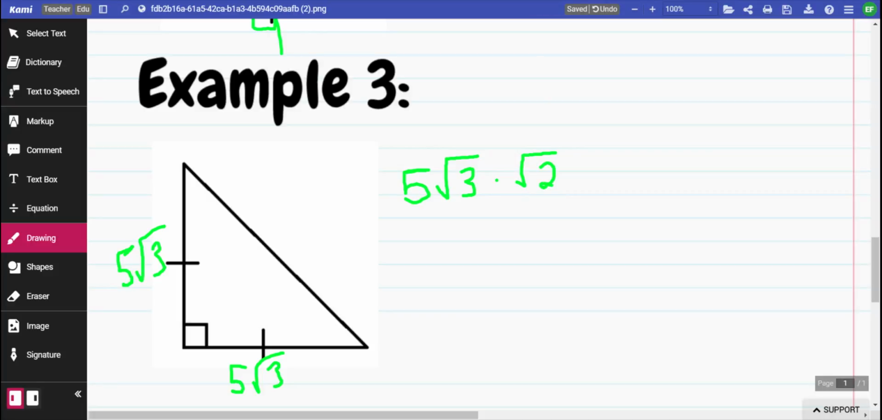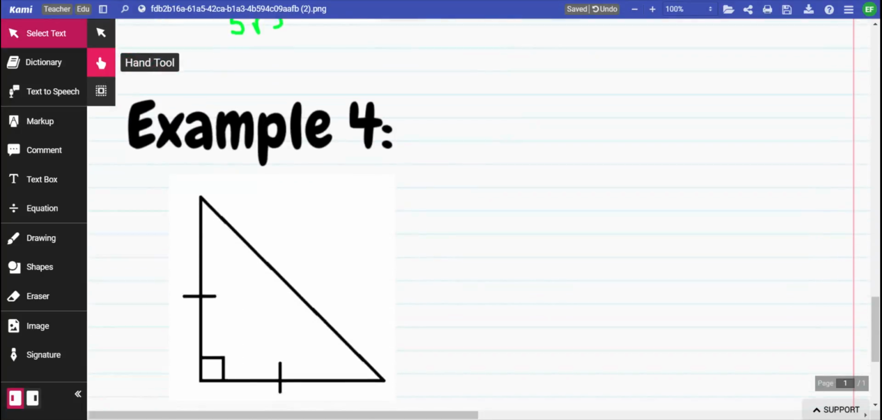Well, we just went over operations of radicals. So if we multiply the 2 numbers out front, we get 5. Then multiply the 2 radicands together, we get 6. So therefore, our hypotenuse is going to have a length of 5 times the square root of 6.